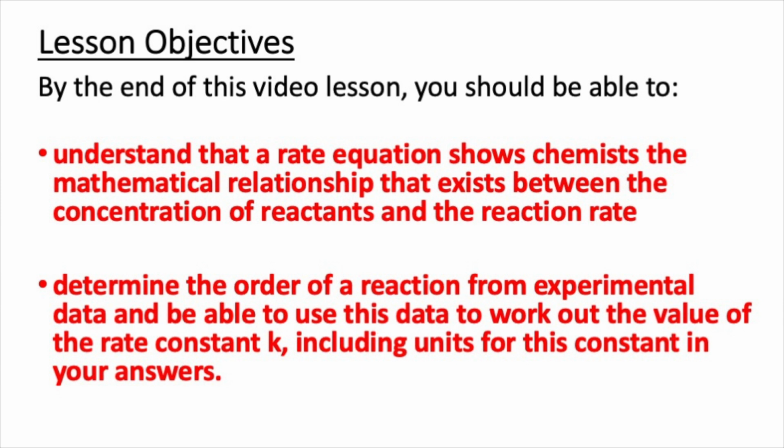By the end of this video lesson, you should be able to understand that a rate equation shows chemists the mathematical relationship that exists between the concentration of reactants and the reaction rate. You should also be able to determine the order of reaction from experimental data and be able to use this data to work out the value of the rate constant K, including units for this constant in your answers.